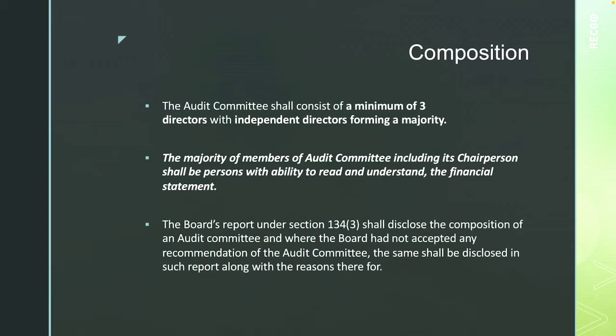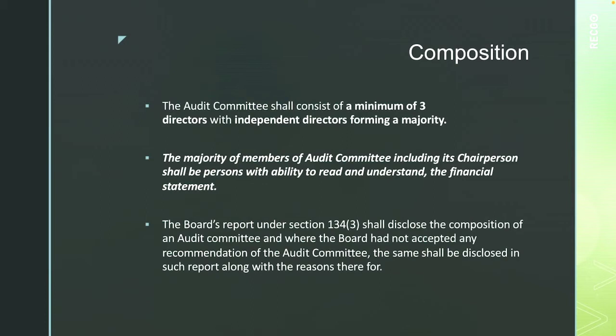See, the audit committee shall consist of a minimum of 3 directors with independent directors forming a majority. That is, there should be a minimum of 3 directors, and independent directors should also be there to form the majority of the audit committee. Then the majority of members of the audit committee, including its chairperson, shall be persons with the ability to read and understand the financial statement.